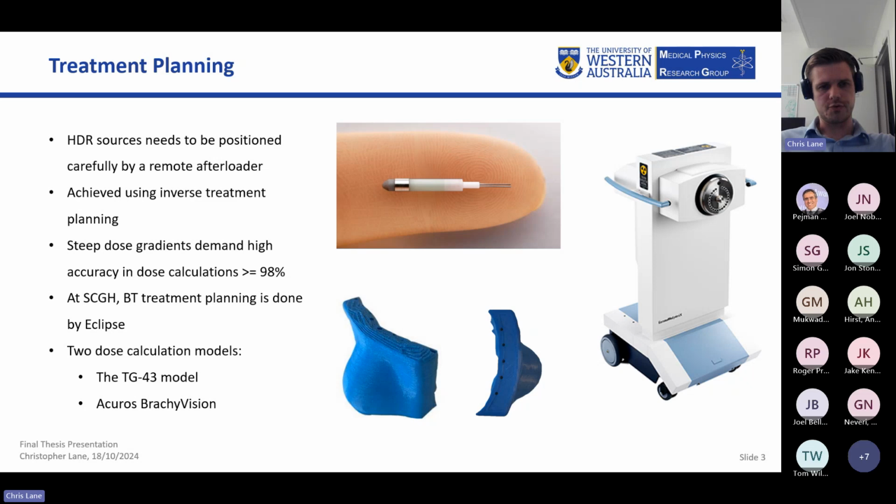But because we have steep dose gradients, the accuracy needed in order to optimize this needs to be incredibly high. So when you do the dose calculations for inverse treatment planning, you need to ensure that we're getting at least within a 2% margin of error. At Charlie's, the brachy treatment planning is done by Eclipse. This has two different dose calculation models presented: the TG43 model and the new one, Acuros BrachyVision.